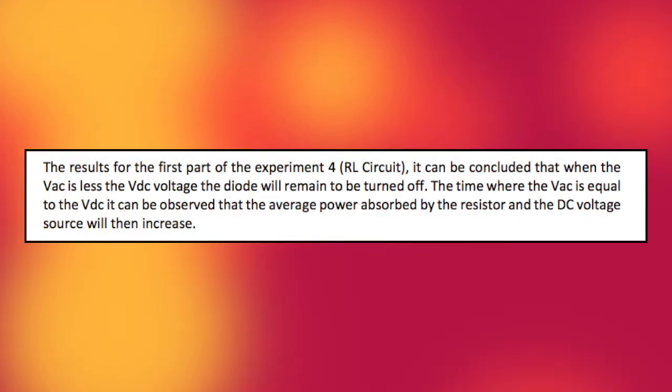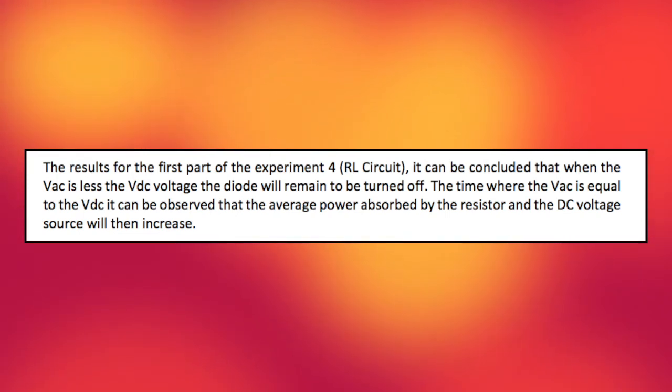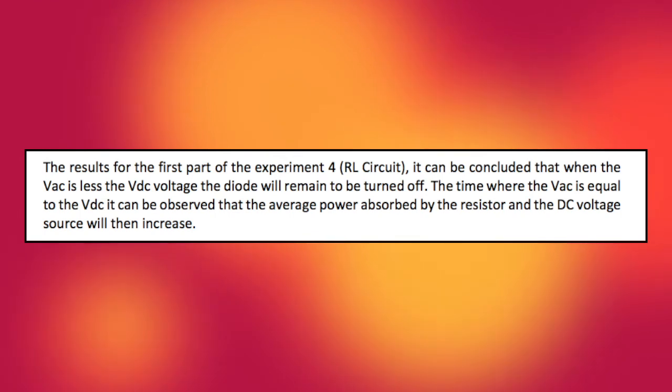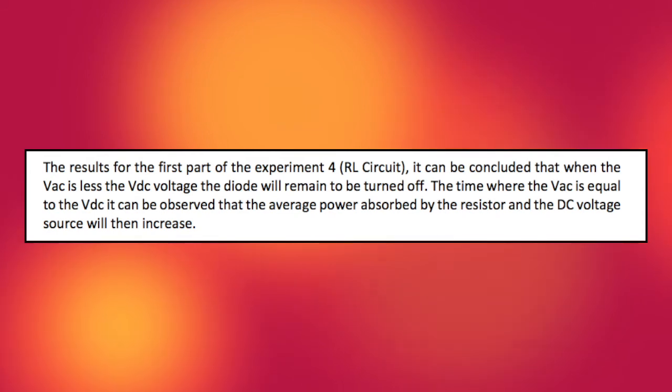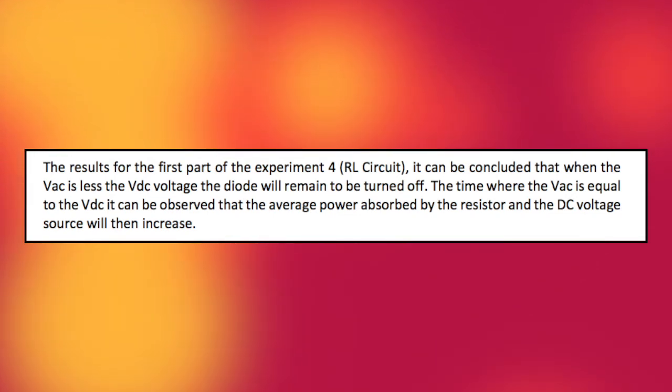The results for the first part of the experiment for the RL circuit show that when the voltage across AC is less than the voltage of the diode, it will remain turned off. The time where the voltage across AC is equal to the voltage across DC is the time where it can be observed that the average power absorbed by the resistor and the DC voltage source will then increase.